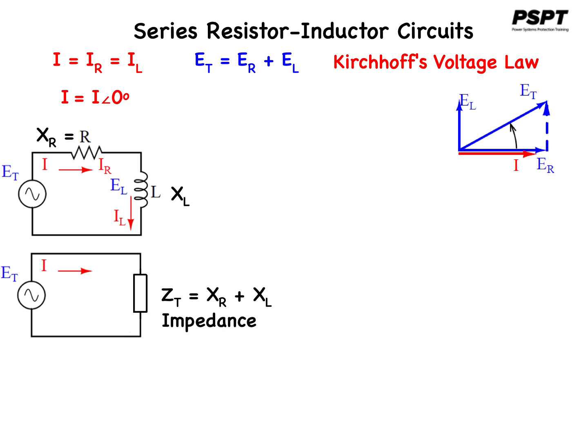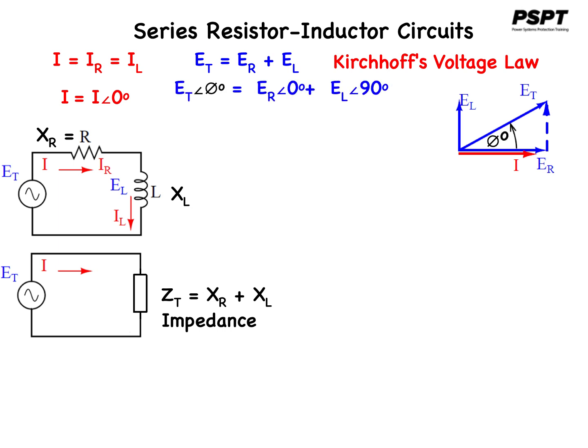You can see from the phasor diagram that the current is at 0 degrees. In other words, we're using the current as our reference phasor, in which case the voltage across the resistor will be in phase with that current, and it's shown in the diagram as such. And the voltage across the inductor will be 90 degrees to the voltage across the resistor.